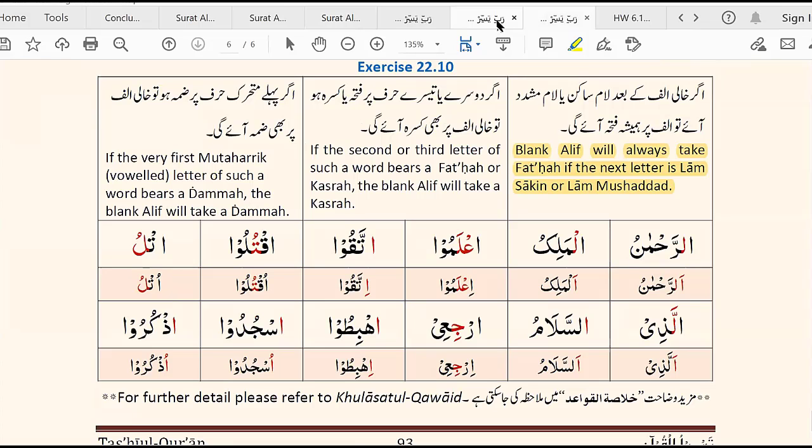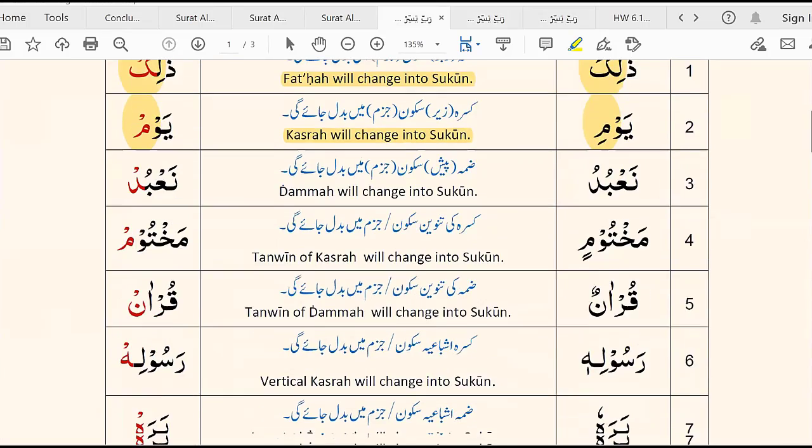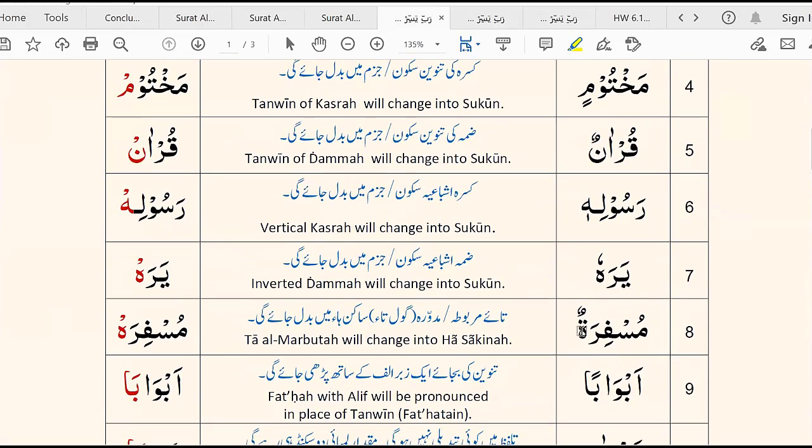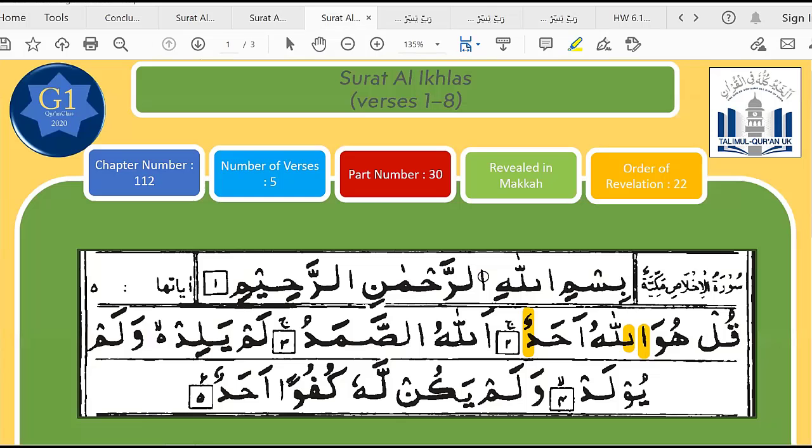Okay. So here we can see, whenever we have tanween, in this case, we had dammatan, right? So here it is. Tanween of damma will change into sukoon, which we can see here. So that's what we did, and that is why we paused by saying ahad. أحد. Very good.